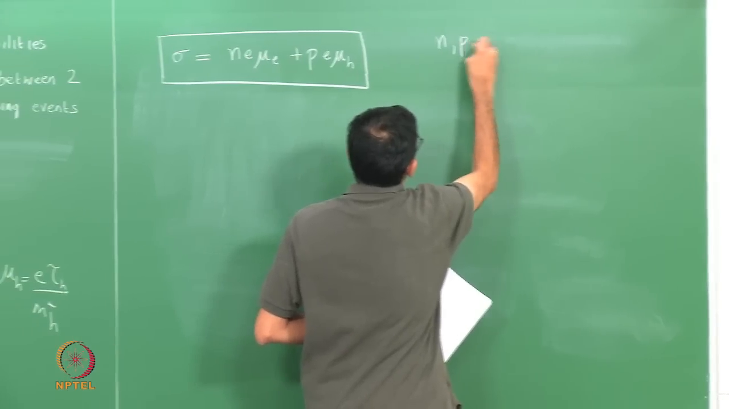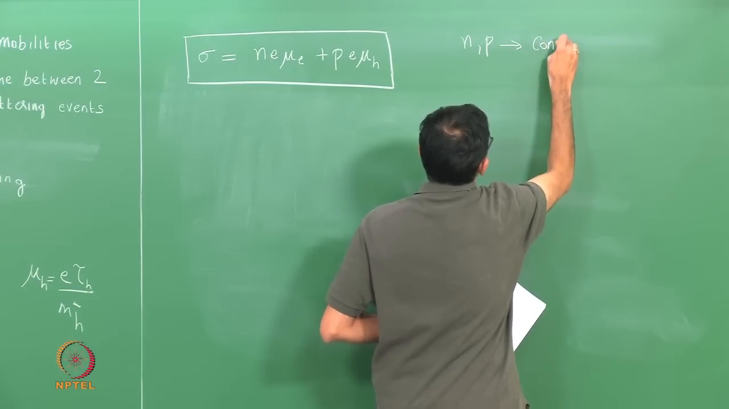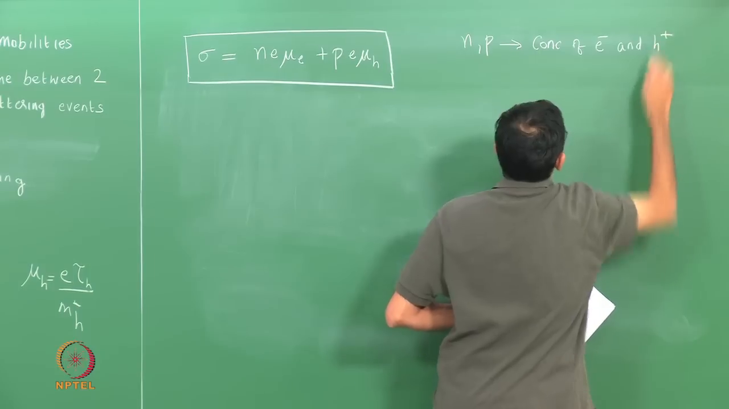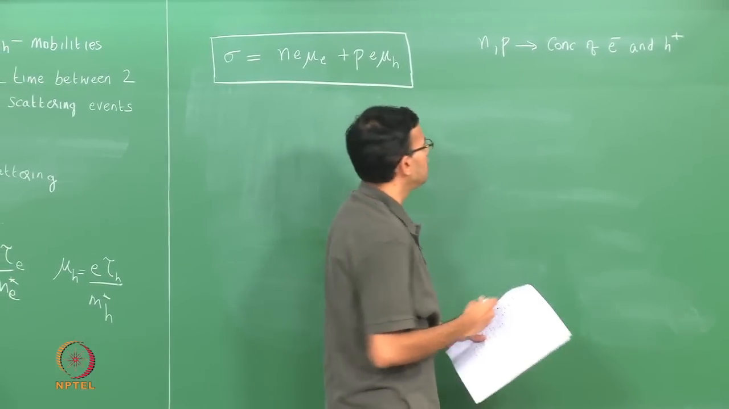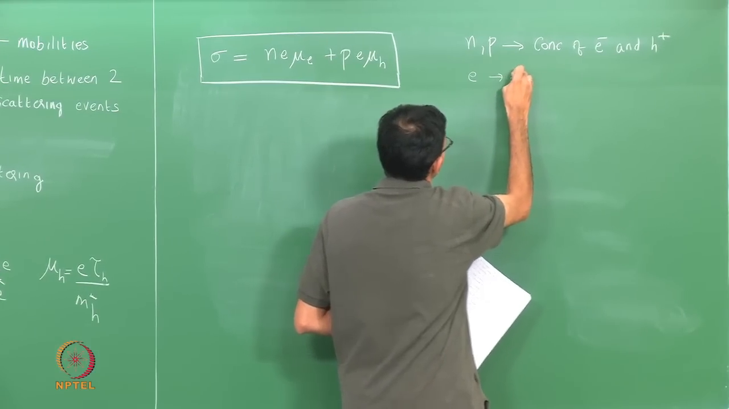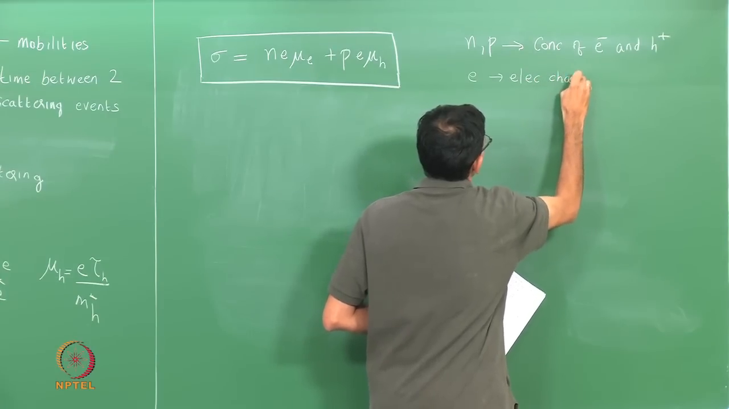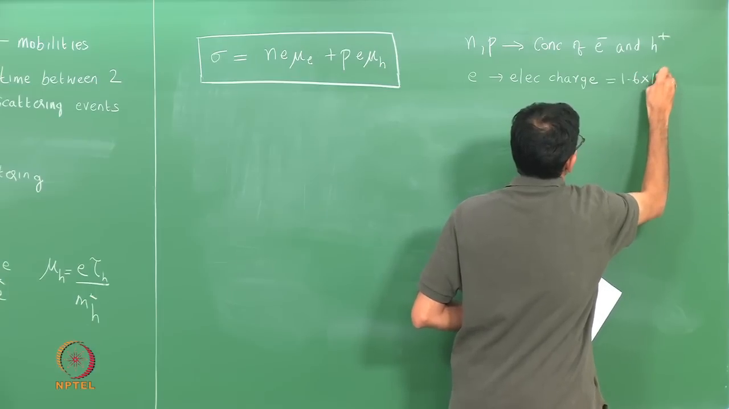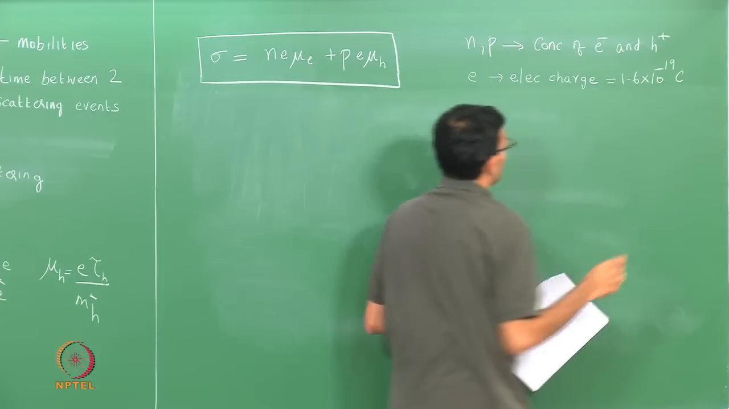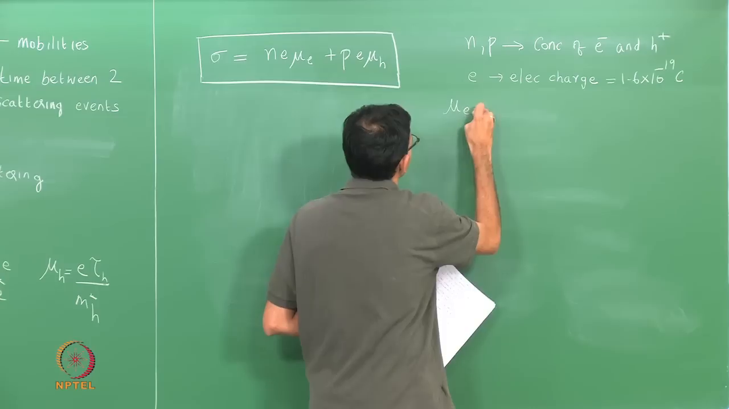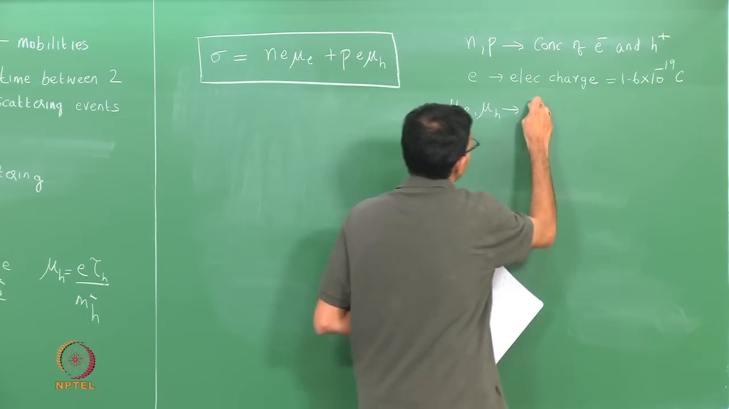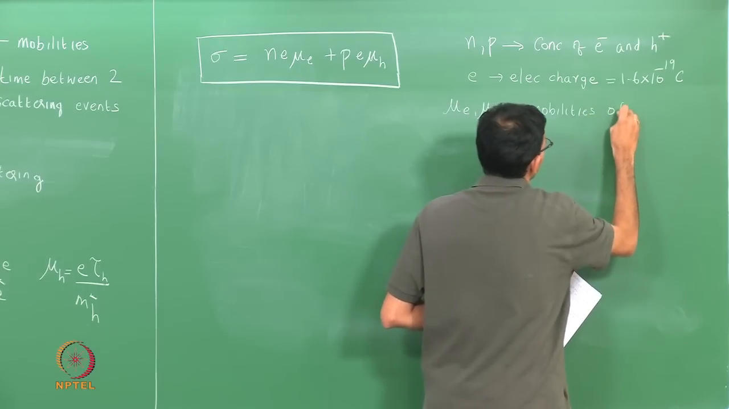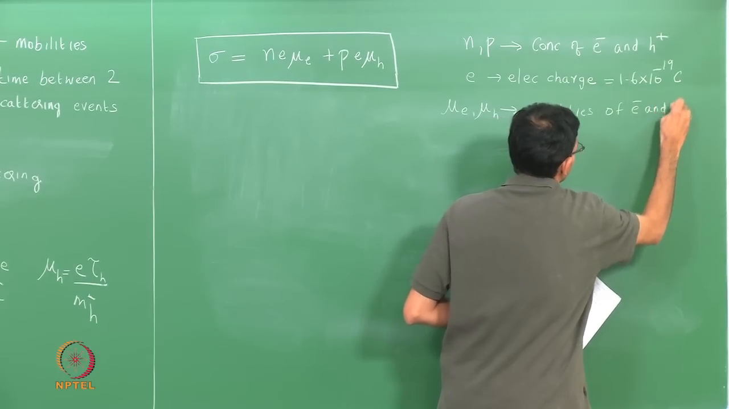N and P refer to the concentration of electrons and holes, which is the first factor that we saw earlier. e is the electric charge, which is 1.6 times 10 to the minus 19 coulombs. So, that is a constant, and mu e and mu h are the mobilities of electrons and holes.